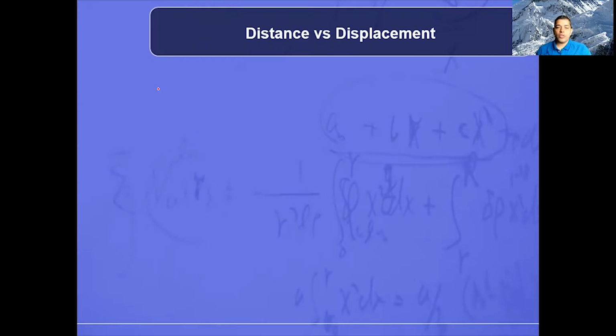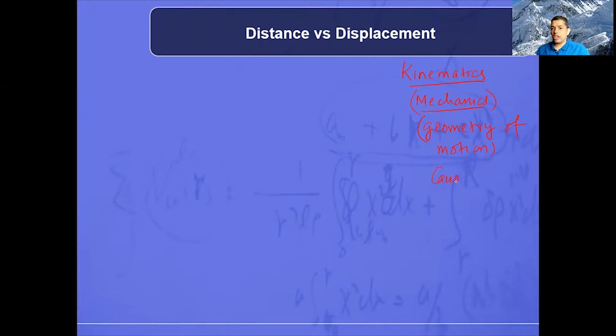So in this video, I'm going to talk about kinematics. Kinematics is the branch of mechanics where you study the geometry of motion. What I mean by that is we don't talk about the cause of the motion.